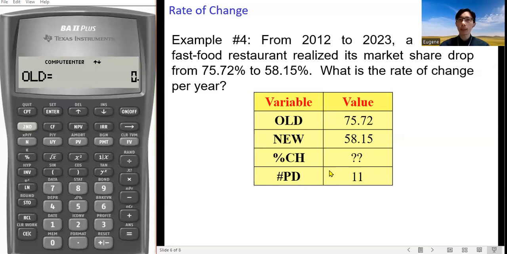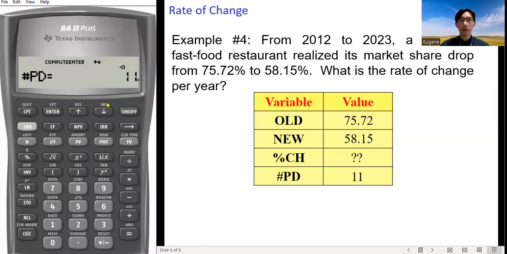Enter the variables into the calculator. Variable O, 75.72. Press enter. And then the variable new, 58.15. Enter. The variable PD, 11. Press enter.